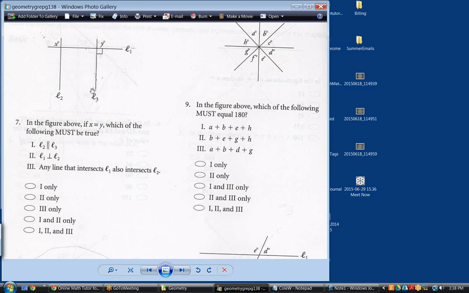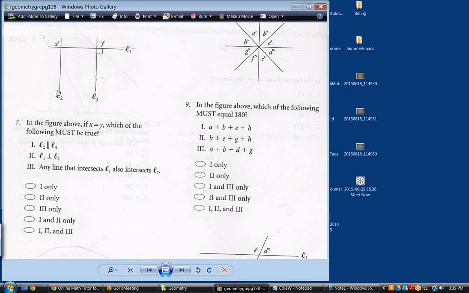Okay? Now, so this part is true. Line 1 is perpendicular, that's what this symbol means, meaning that it's going to form a 90-degree angle. Well, as long as I know that x is equal to y, and that y is 90 degrees, then x has to be 90 degrees. And if x is 90 degrees, then line 1 is perpendicular to line 2. So the second part is true.